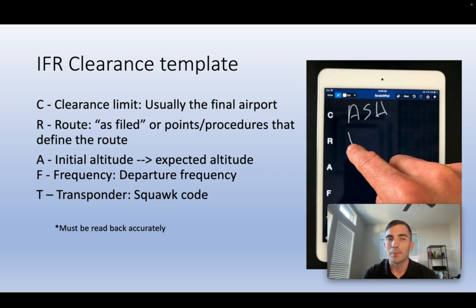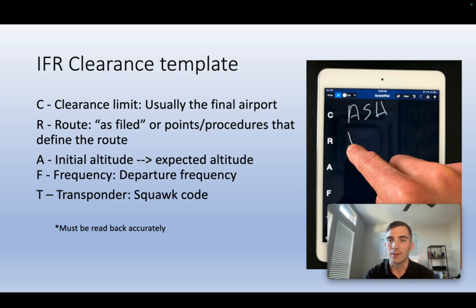Okay, so how do we comply with this? We have to file flight plans, and then we contact our respective agency. We'll talk about that in the next slide, and request our clearance. They're going to give us a set of information that we'll then have to read back. And so a good way to remember this and to copy the information is the CRAFT clearance.